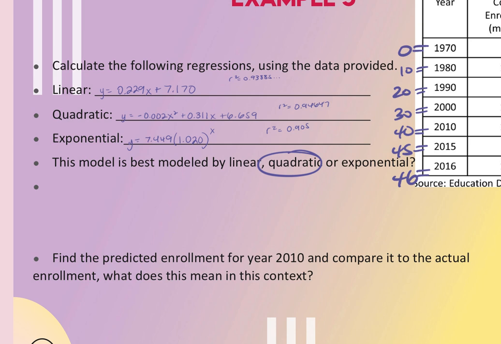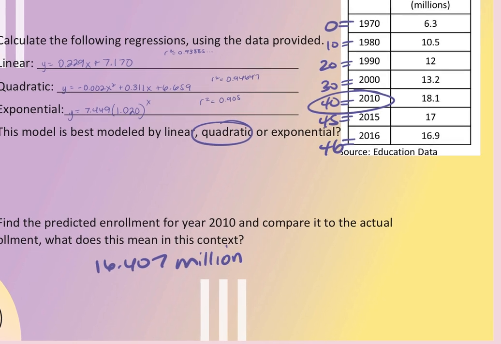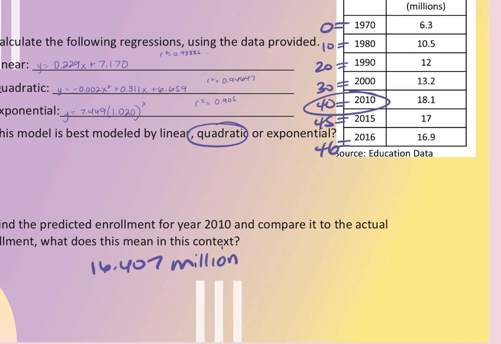So y1 of 2010 was 40 years after. 16.407 million was our predicted one. So what happened? Is my predicted bigger than the actual or less than the actual? Predicted was less than. So it was an underestimate. Specifically, the actual is 18.1 minus 16.407. My R is 1.693 million.